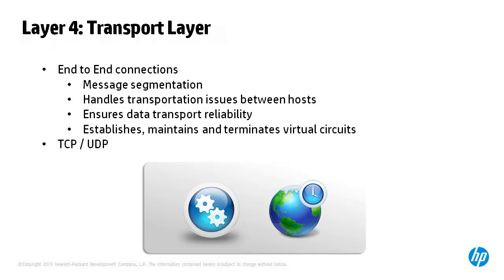It establishes, maintains, and terminates virtual circuits between devices. So two end systems will go through the TCP three-way handshake to establish a connection between one another. Packets are sequenced, and if packets go missing, those packets will be retransmitted. Please refer to the TCP and UDP video for much more detail on the processes used by TCP and UDP.